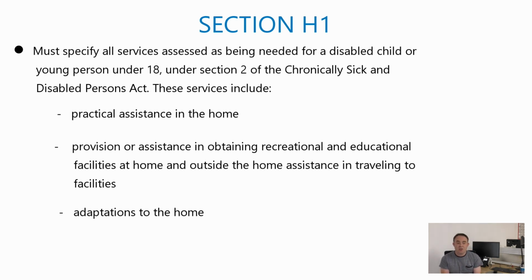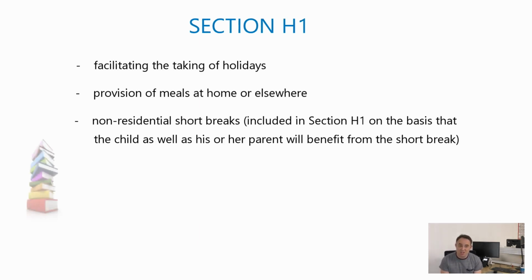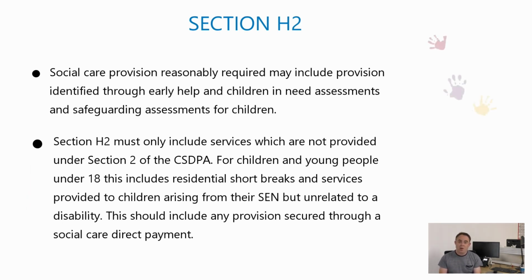Now, Section H1 essentially identifies all the services that are going to be provided by social care under the Chronically Sick and Disabled Persons Act, which is a real old piece of legislation. But in real terms, what that looks like in practice are practical assistance in the home, support to access recreational or even educational facilities outside of school, perhaps adaptations to the home, respite for holidays, short breaks. That's often what we'll find here in Section H1, where social care have identified that need following a social care assessment.